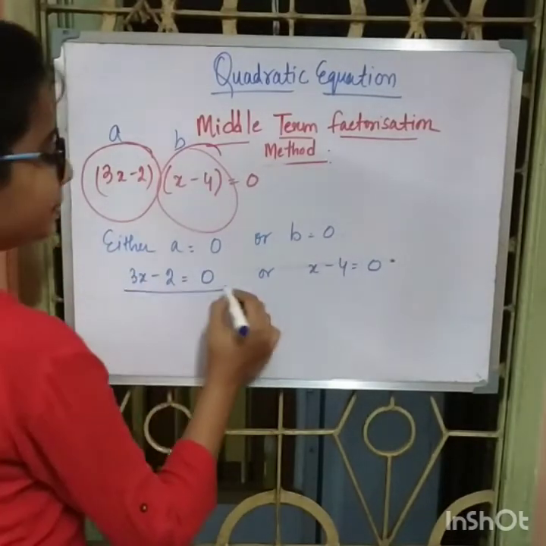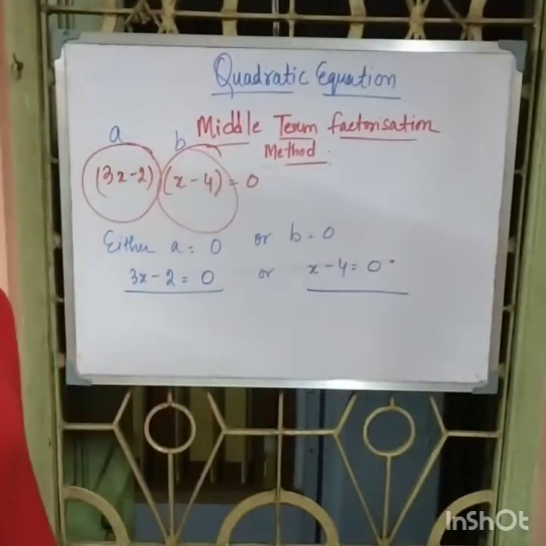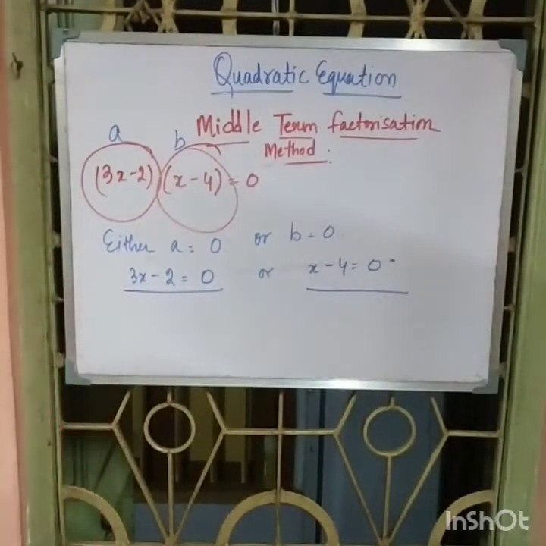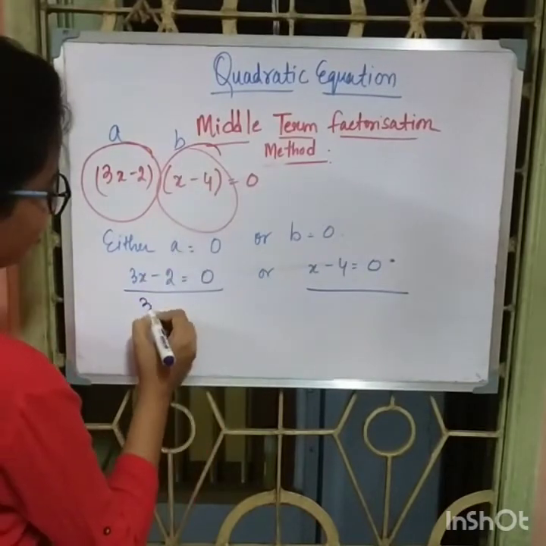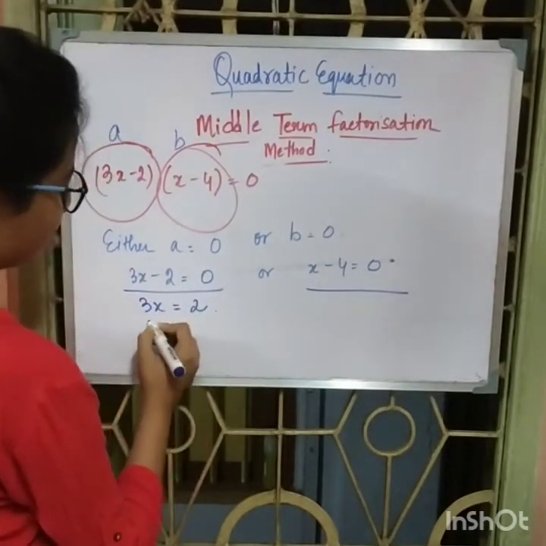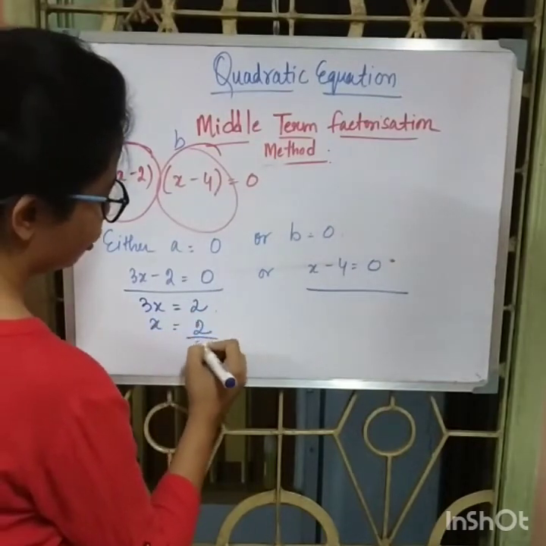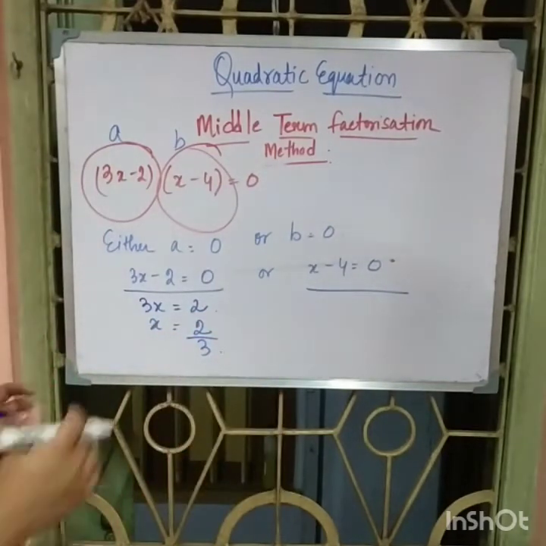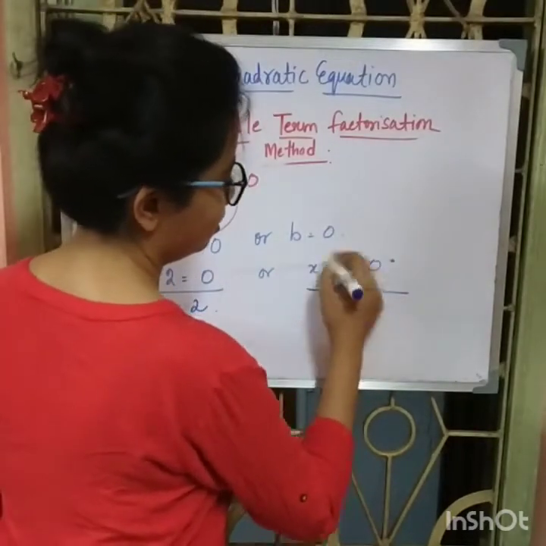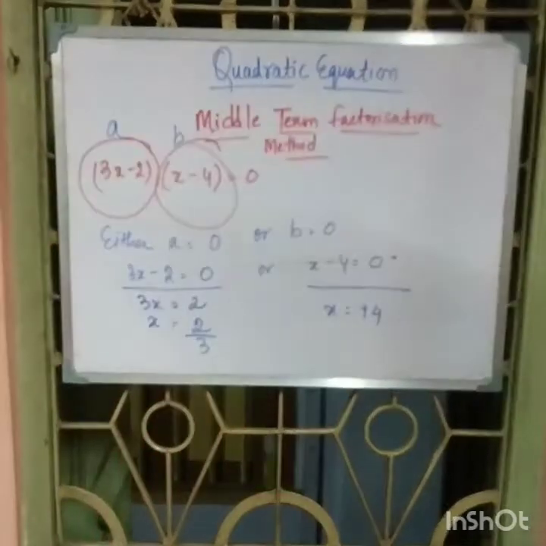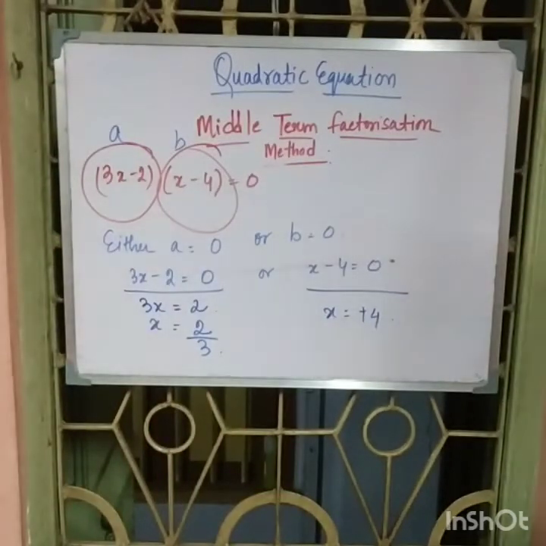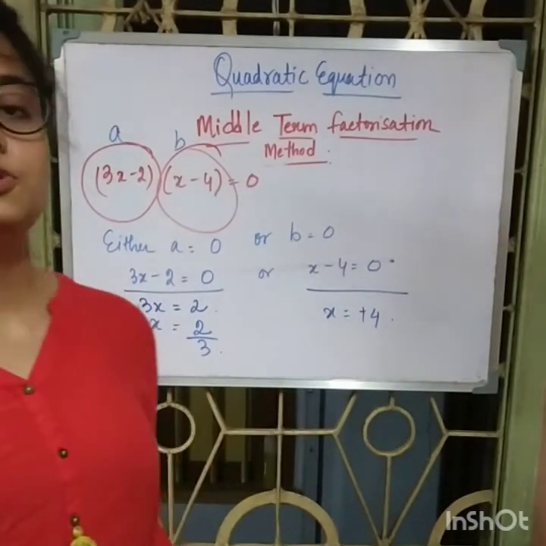Now it's a simple linear equation which we can solve, like we have learned in class 7 and 8. So what we do is we take this to that side. 3x is equal to plus 2 and x is equal to 2 by 3. Similarly, we solve this. We take this minus 4 to that side and it becomes plus 4. So here we get the two solutions of x: one is 2 by 3 and another one is plus 4.